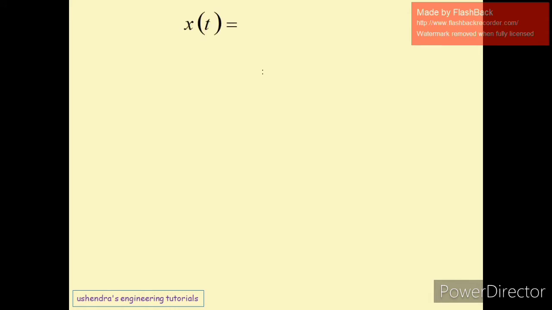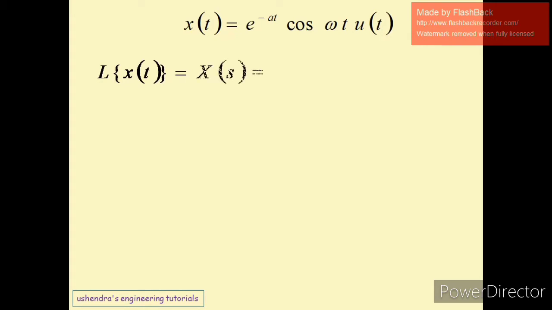So the given function x of t will be e raised to minus at cos omega t u of t, and the Laplace transform of x of t results in capital X of s. It's a notation in the Laplace transform or S domain, which will be equal to the function e raised to minus at cos omega t multiplied with e raised to minus st integrated with respect to t from 0 to infinity.